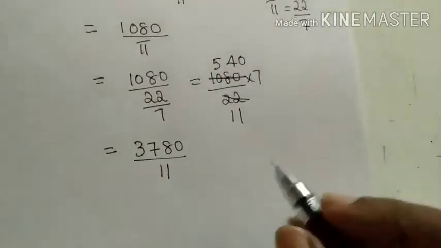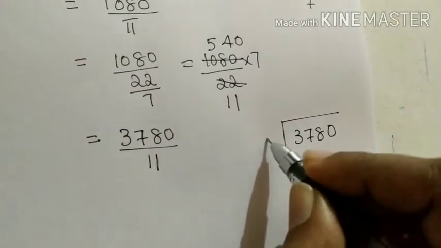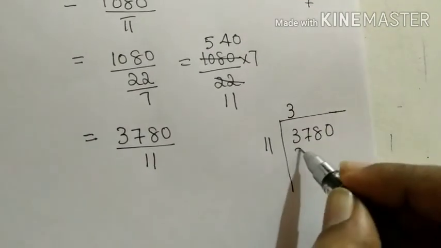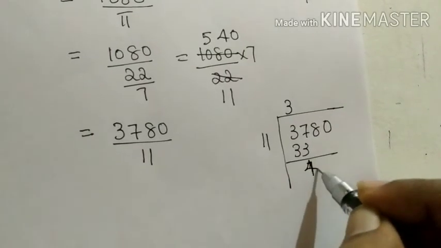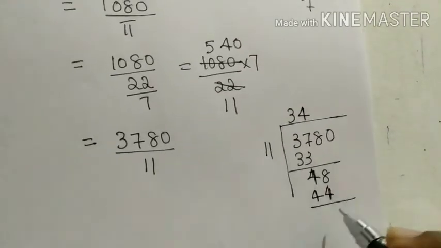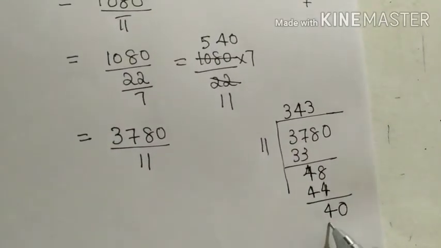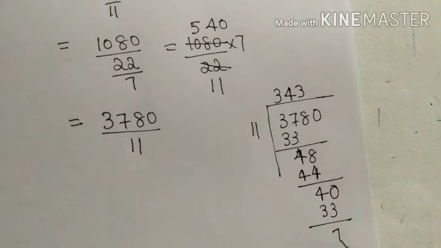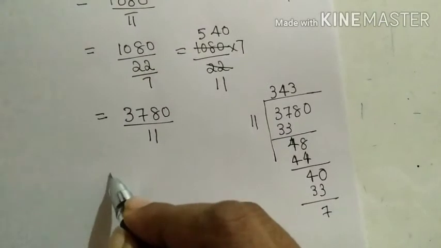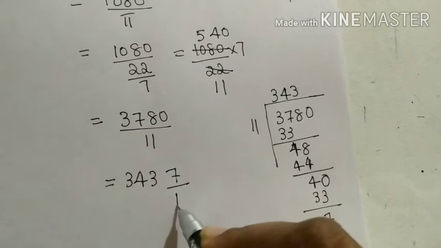Okay, next I am going to divide 3780 by 11, and we get first 3 into 11, 33, here 48, and 11 into 4 is 44, right? So we get 40 here. Next 3 into 11 is 33, we get 7 as a remainder. So converting this fraction into a mixed fraction, we get 343 7 by 11 degree.